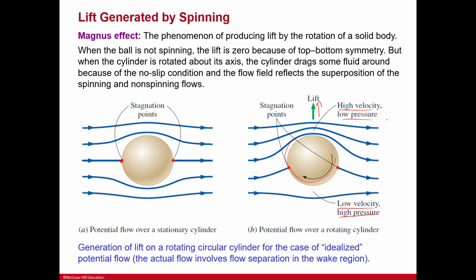When the ball is not spinning, the lift is zero because of the top and bottom symmetry, you don't have any change in that low velocity, low pressure, high pressure. But when the cylinder is rotated about its axis, the cylinder drags some of its fluid around because of the no-slip condition, that stickiness, right? And the flow field reflects the superposition of the spinning and non-spinning flows. Just a little note, this is the idealized potential flow.